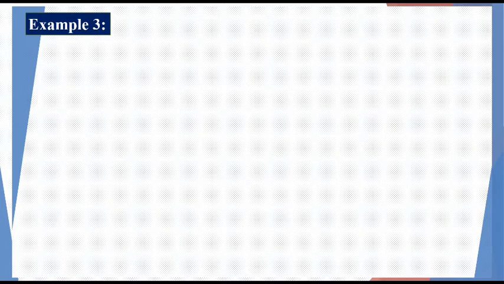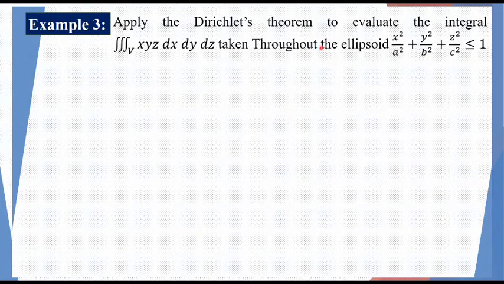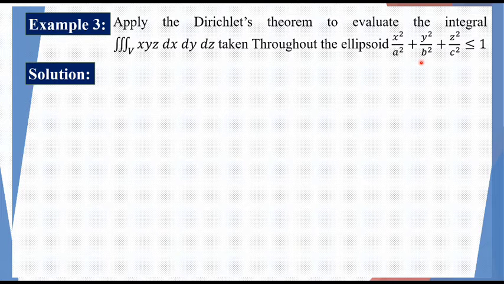Example 3. Apply Dirichlet's theorem to evaluate the triple integral of xyz dx dy dz taken throughout the ellipsoid x square upon a square plus y square upon b square plus z square upon c square is less than or equal to 1. So we have to solve this particular integral for this ellipsoid. So first we have to simplify the equation of the ellipsoid to apply Dirichlet's theorem.